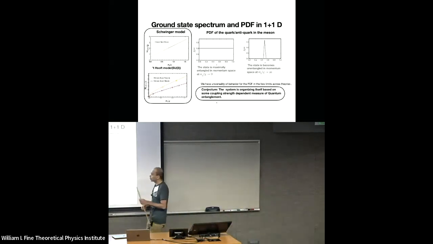So just looking at the spectrum, it doesn't really tell you much about what's going on internally. But what we can do is look at the parton distribution functions for the quark and the anti-quark, which are the same in this case because of the symmetry, in both of these theories.